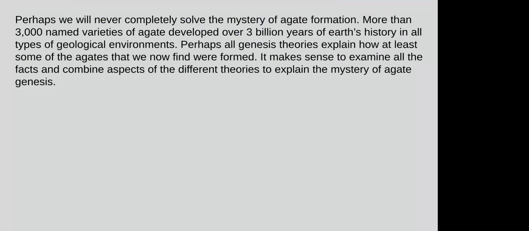Perhaps we will never completely solve the mystery of agate formation. More than 3,000 named varieties of agate developed over 3 billion years of Earth's history in all types of geological environments. Perhaps all genesis theories explain how at least some of the agates that we now find were formed. It makes sense to examine all the facts and combine aspects of the different theories to explain the mystery of agate genesis.